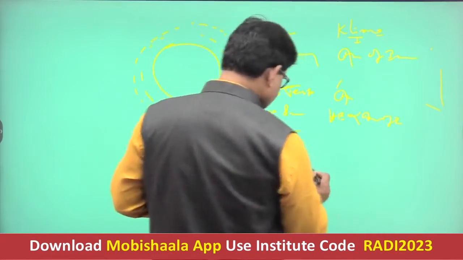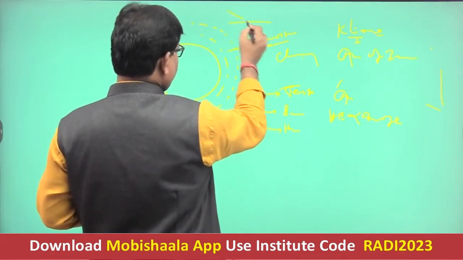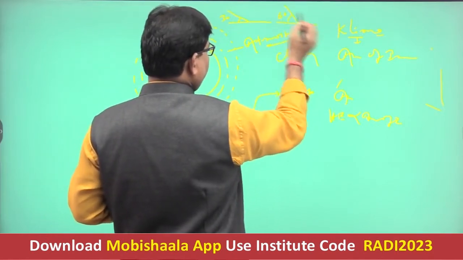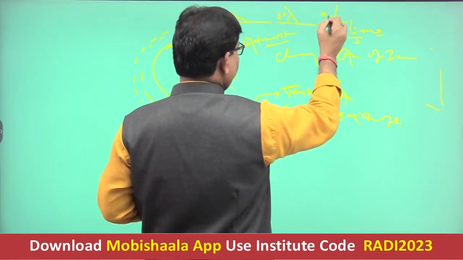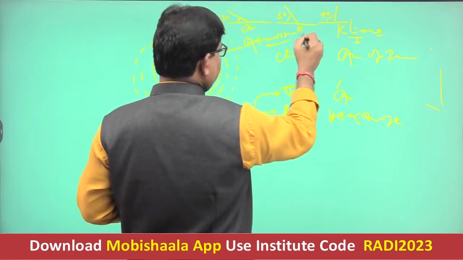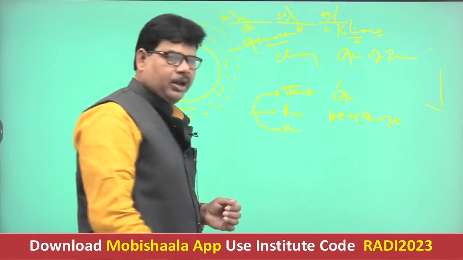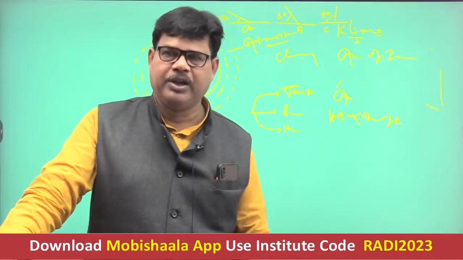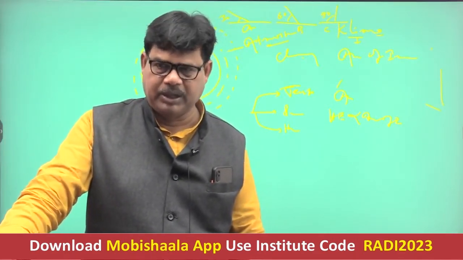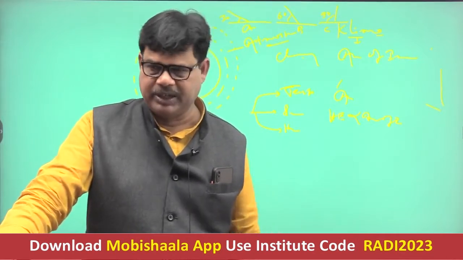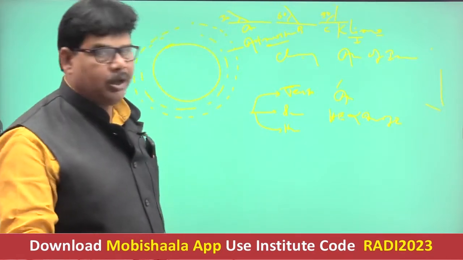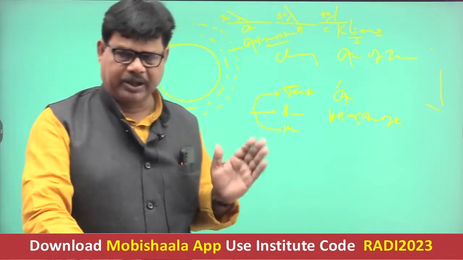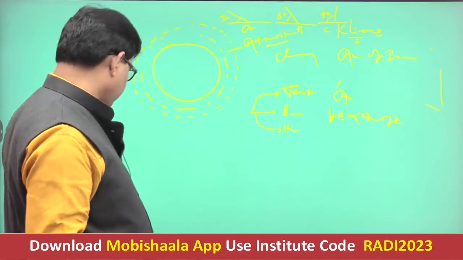Suppose this is the Earth's surface where the angle of insolation at A is 30 degrees, at B it is 60 degrees, and at C it is 90 degrees. So A, B, C are three places on the Earth's surface having different angles of insolation. Since heating effect is proportional to angle of insolation, out of these three, C will be the warmest area and A will be the coldest area.